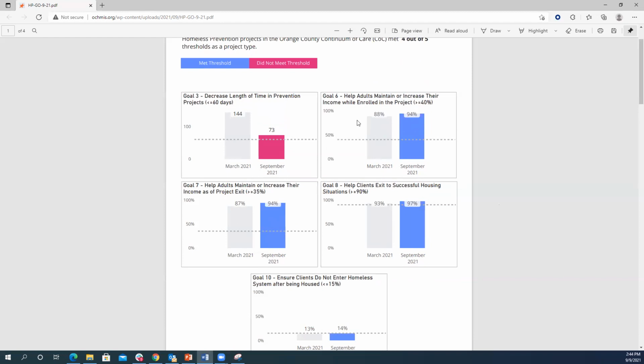So I did want to suggest for goals 6 and 7, increasing the threshold a little bit. These measures are easier for homeless prevention projects to meet because it's not only looking at increased income, it is looking at maintaining client income. So that is why their performance is so much higher. So I would suggest increasing our threshold for both by 5%. So for goal 6, the threshold would increase to 45%. And for exits, it would increase to 40%. Does anybody have any thoughts on that?